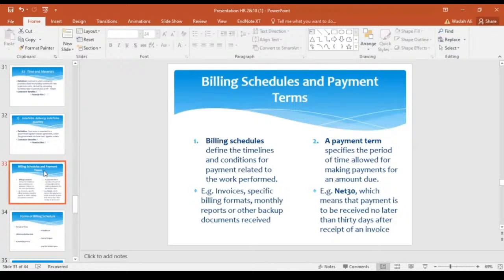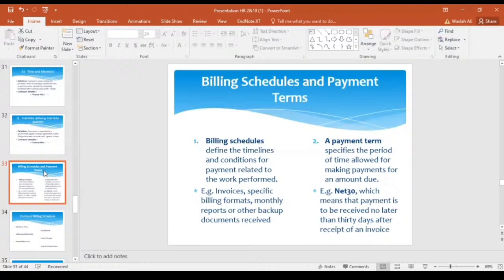Now we have payment terms. A payment term specifies the period of time allowed for making payments for amounts due. For example, we have one type, NET 30, which means that payment is to be received not later than 30 days after receipt of an invoice. Some contractors will negotiate a shorter payment term such as NET 15 or due, where payment is to be received not later than 15 days after receipt of invoice.